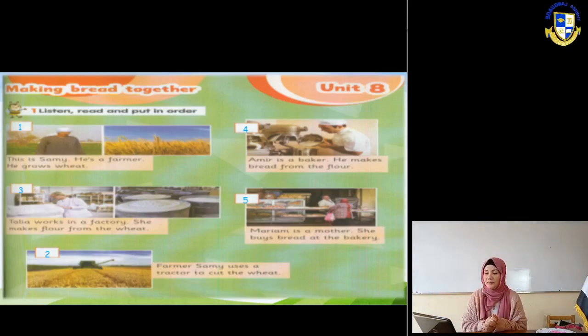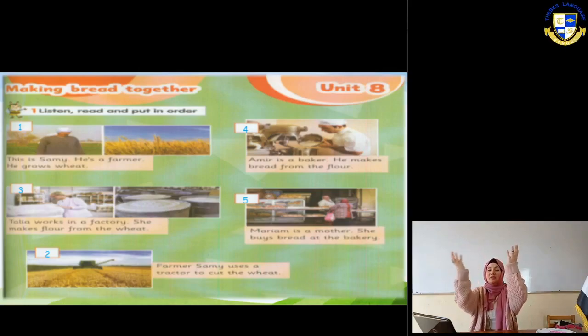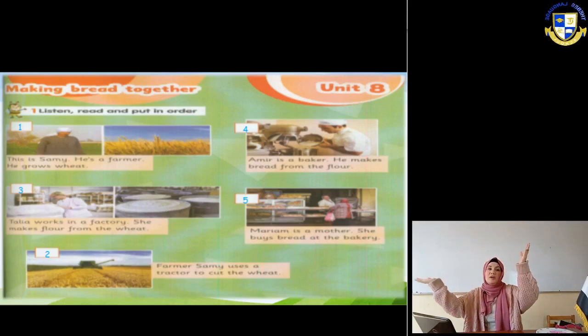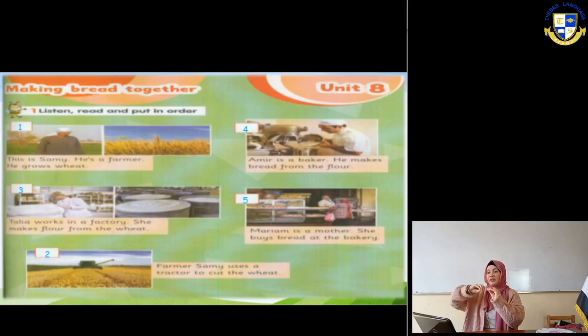Number 3, Talia works in a factory. Can you see this picture of the girl? Talia works in a factory. She makes the flour from the wheat. The first step, the farmer is growing the wheat. Then when the wheat grows up, he cuts the wheat, giving the wheat to the factory. In the factory, they turn the wheat into white flour.